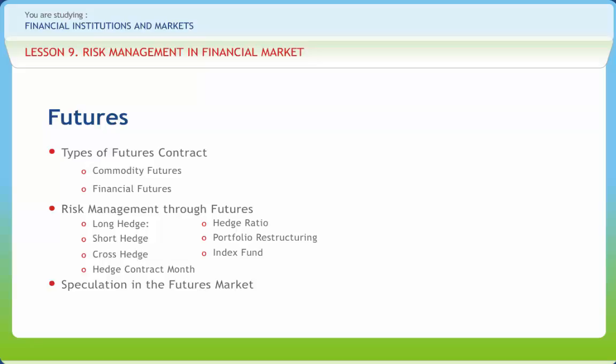Speculation is all about taking position in the futures market without having the underlying. Speculators operate in the market with motive to make money. Next is margining in futures market.